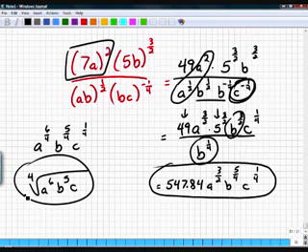Questions? That's the biggest thing today's lesson is just learning to manipulate these. If you can use your rules for exponents on these, you know your rules for exponents. Because you don't have whole numbers anymore, you've got fractional exponents.